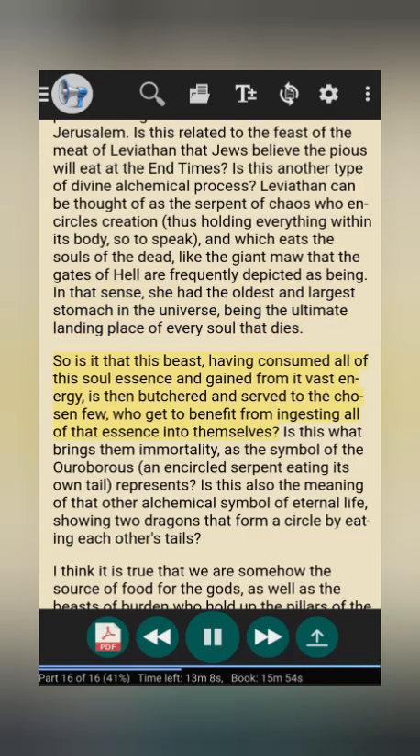So is it that this beast, having consumed all of this soul essence and gained from it vast energy, is then butchered and served to the chosen few, who get to benefit from ingesting all of that essence into themselves? Is this what brings them immortality, as the symbol of the Ouroboros, an encircled serpent eating its own tail, represents? Is this also the meaning of that other alchemical symbol of eternal life, showing two dragons that form a circle by eating each other's tails?